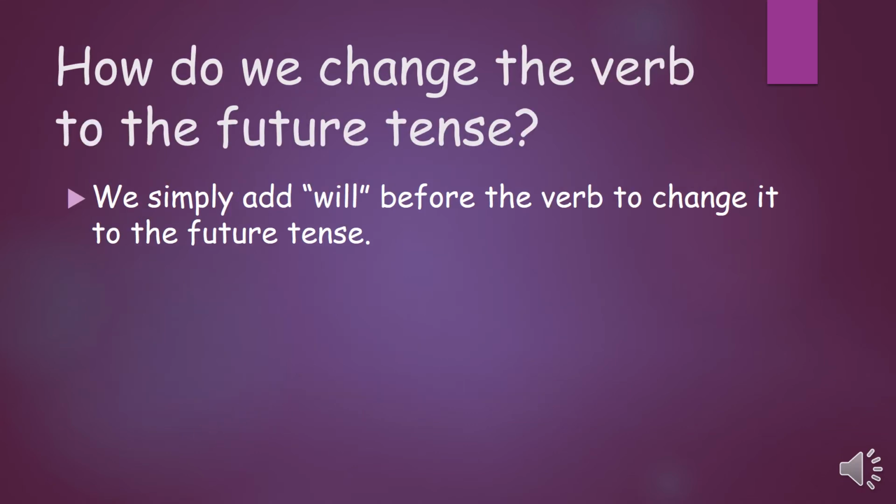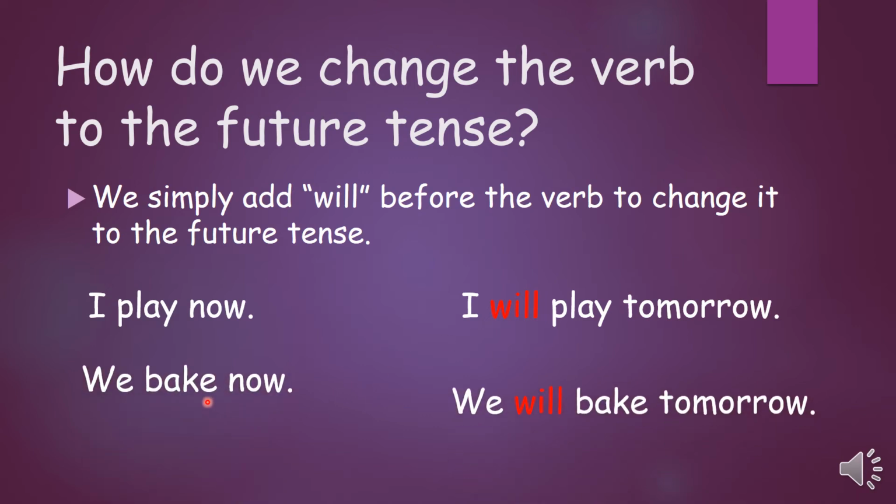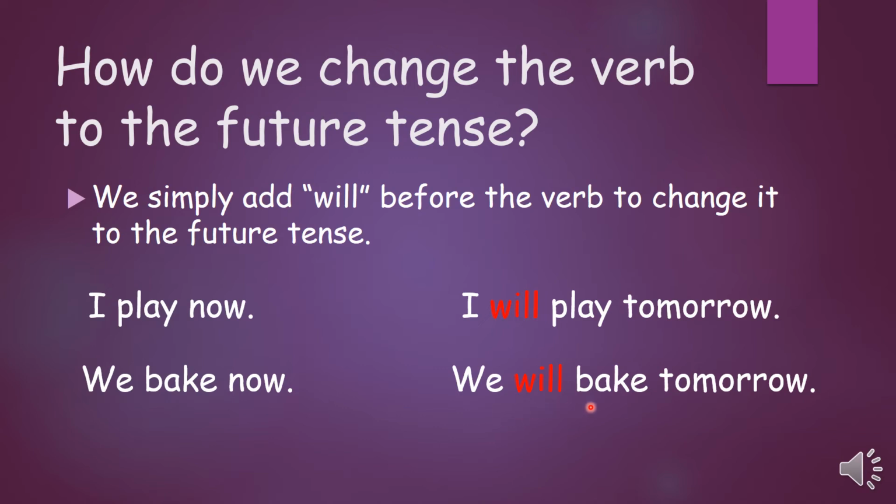How do we change the verb to the future tense? We simply add will before the verb to change it to the future. I play now, the verb play becomes I will play tomorrow. We bake now, the verb bake becomes we will bake tomorrow.